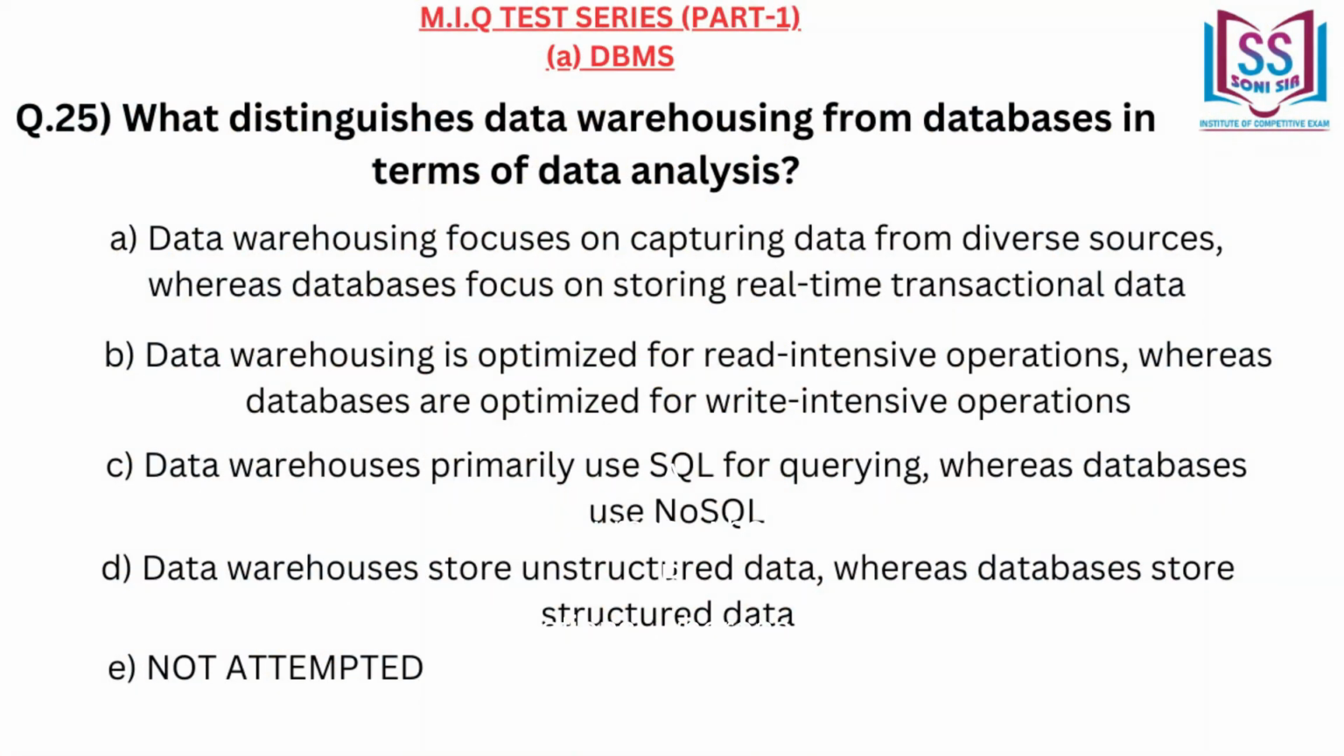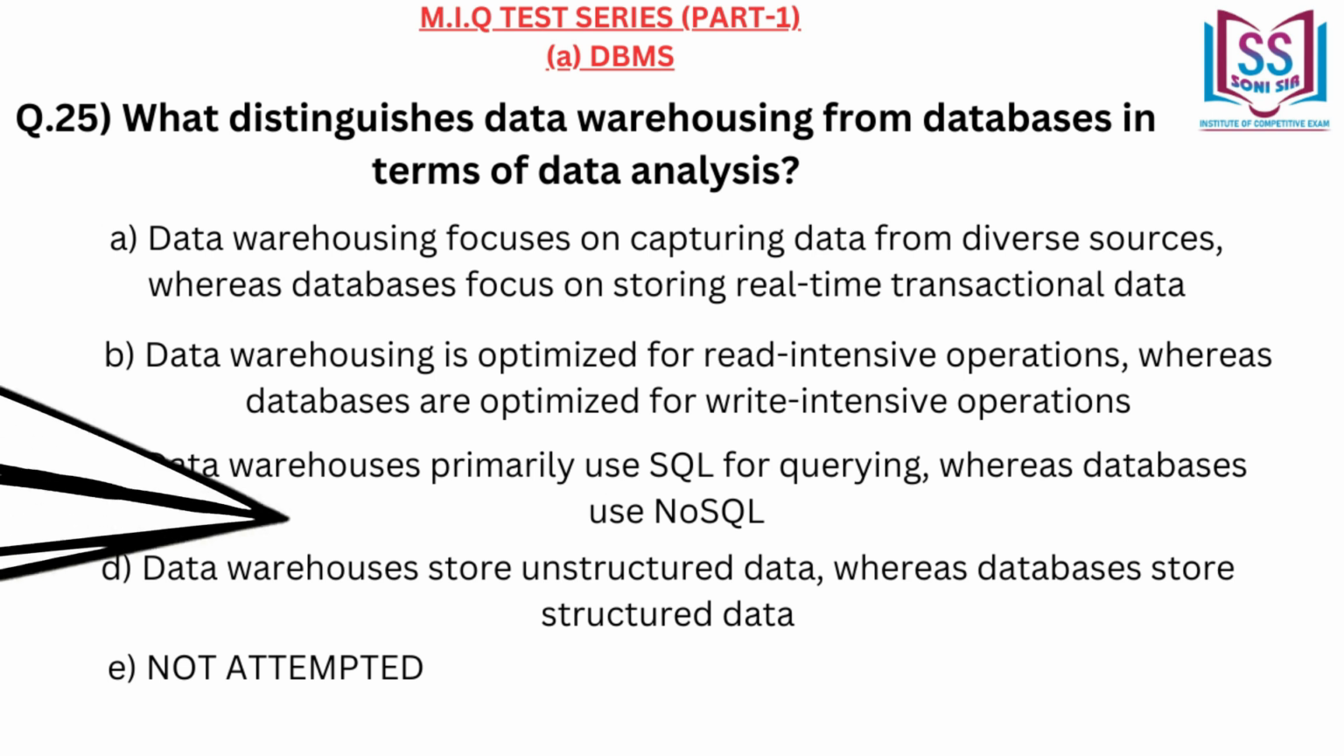What distinguishes data warehousing from databases in terms of data analysis? A. Data warehousing focuses on capturing data from diverse sources, whereas databases focus on storing real-time transactional data. B. Data warehousing is optimized for read-intensive operations, whereas databases are optimized for write-intensive operations. C. Data warehouses primarily use SQL for querying, whereas databases use NoSQL. D. Data warehouses store unstructured data, whereas databases store structured data.